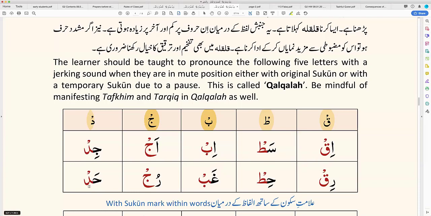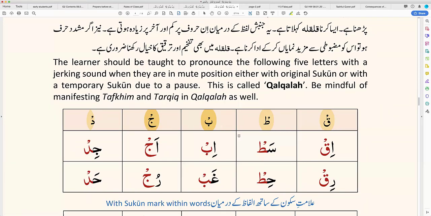Just a slight jerky sound. Your tongue just bounces, okay? If I was to read this without the jerky sound, I would say had. And when I say that, my tongue touches the bridge of my mouth and then it stays there, had. But if I make the jerking sound, the tongue comes away from the bridge of my mouth, had. Okay?